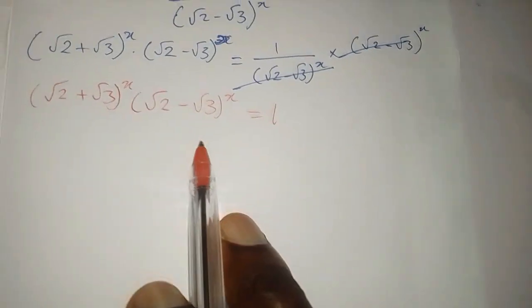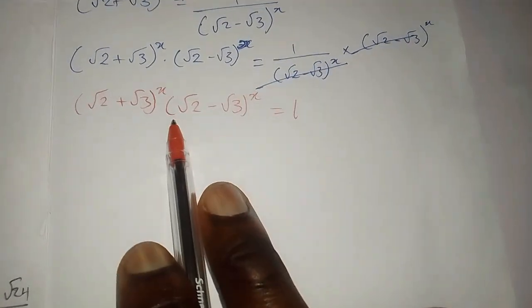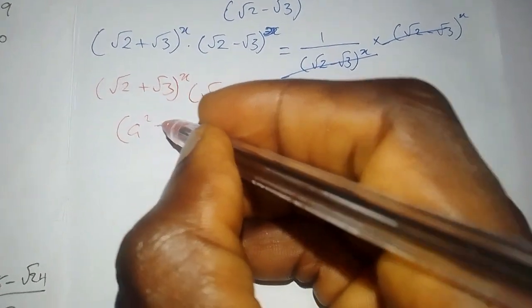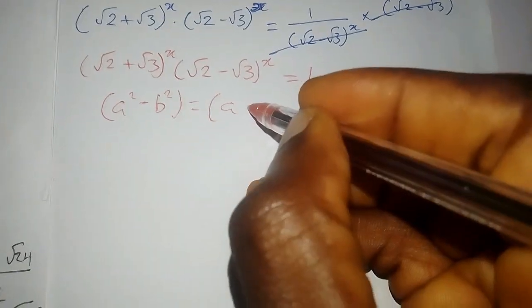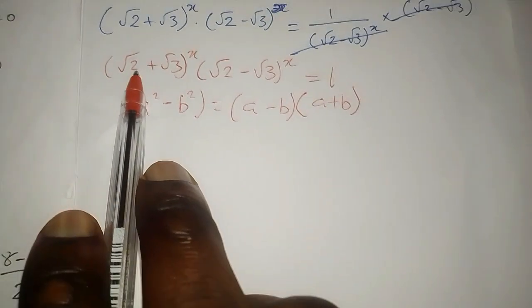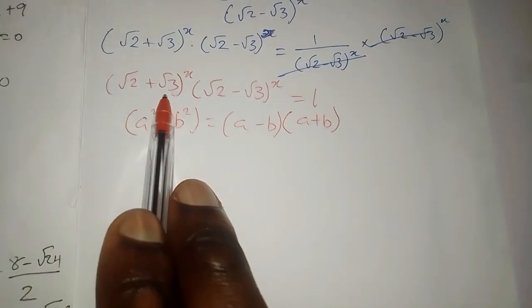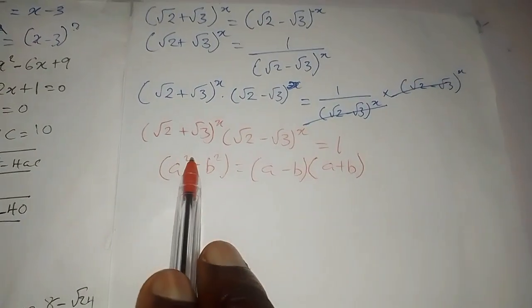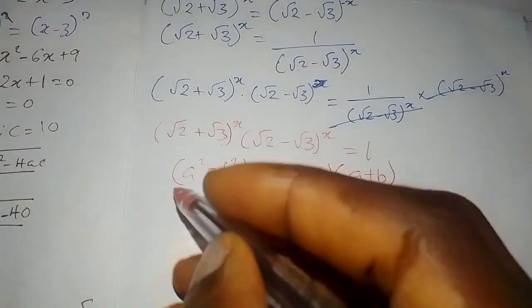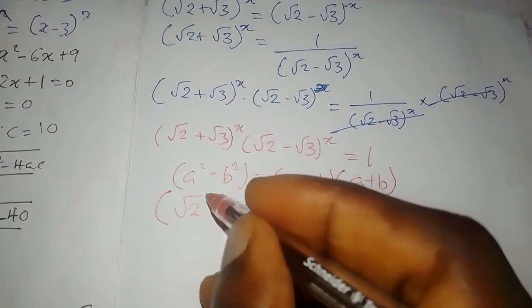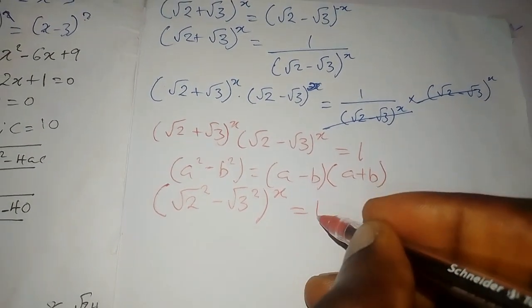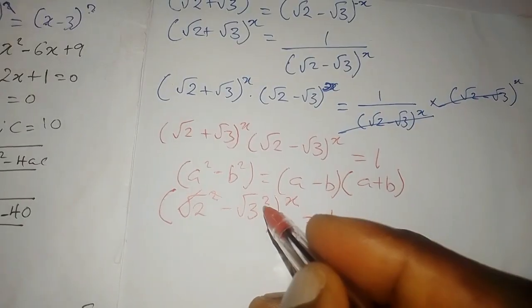So from here, to finish it up, we can notice that this looks like difference of two squares. Remember that a² − b² is the same thing as (a − b) multiplied by (a + b). Taking a as √2 and b as √3, what we have here is a difference of two squares. So everything here can be written as (√2)² − (√3)², everything raised to power x, equals 1.